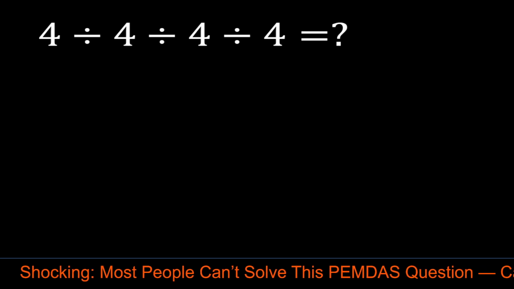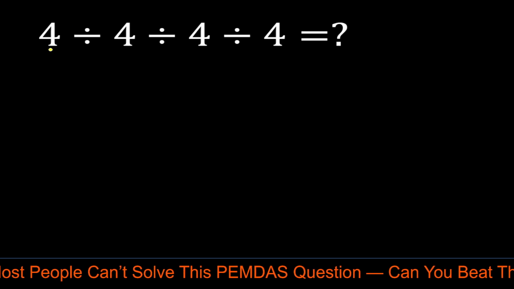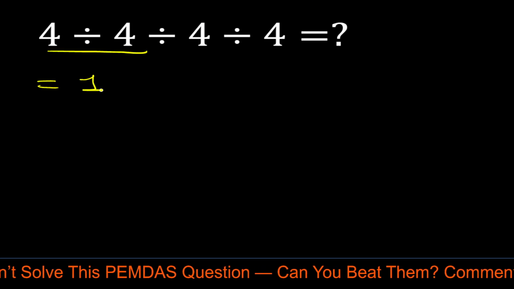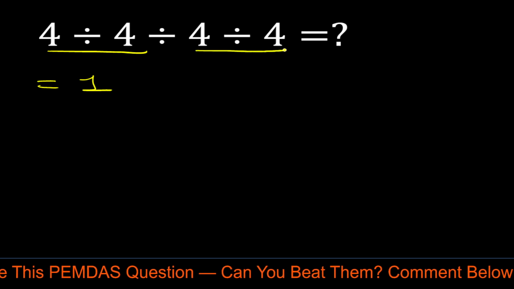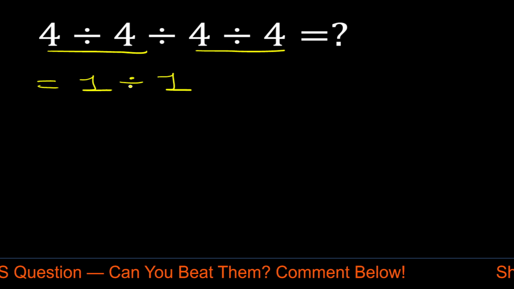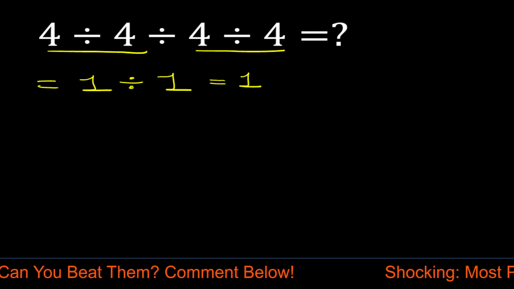So most people solve this question like 4 divided by 4. So 4 divided by 4 is equal to 1, right? Then again 4 divided by 4. So 4 divided by 4 is equal to also 1. Now 1 divided by 1. So 1 divided by 1 is equal to 1, right?